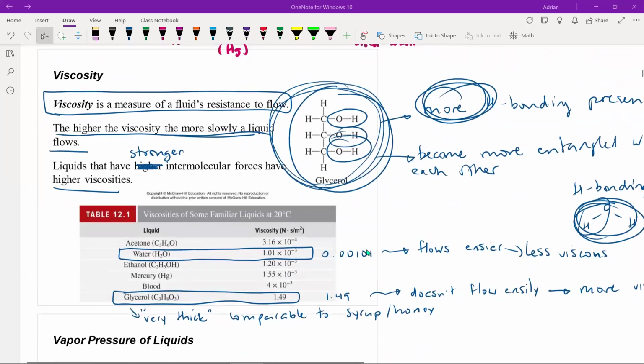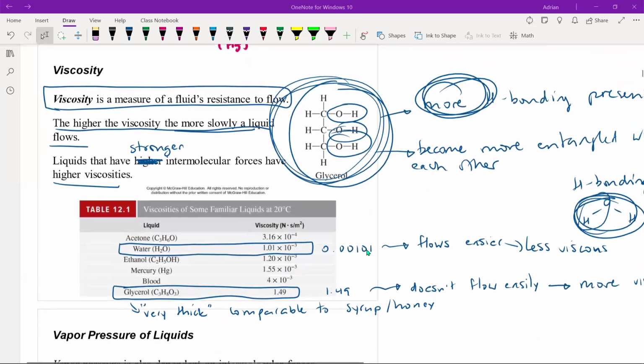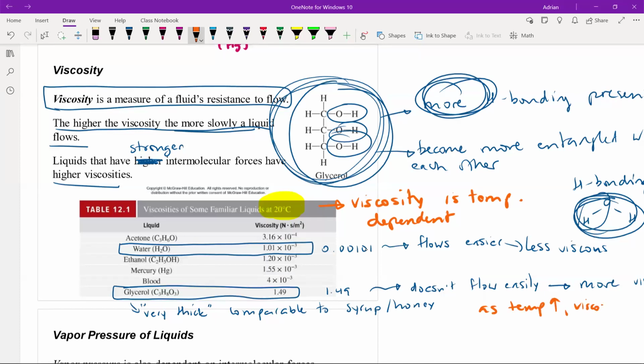So one last thing to keep in mind when it comes to viscosity, and we'll see this with some of the other properties as well, is that in our table, the viscosities are listed for several substances at a particular temperature, right? In this case, they're listed at 20 degrees Celsius because viscosity is temperature dependent. Generally, as the temperature goes up, the viscosity goes down. The liquid becomes less viscous and flows a lot easier.